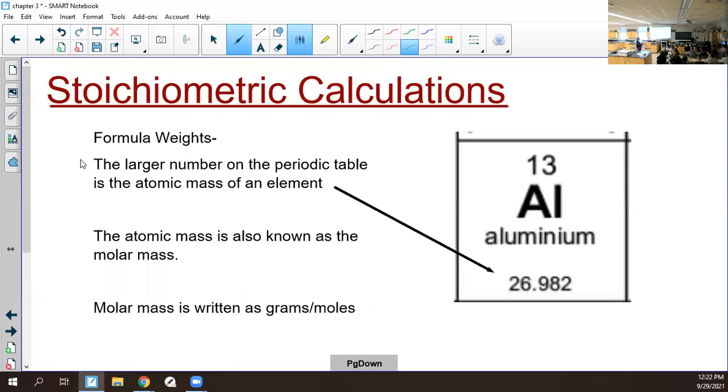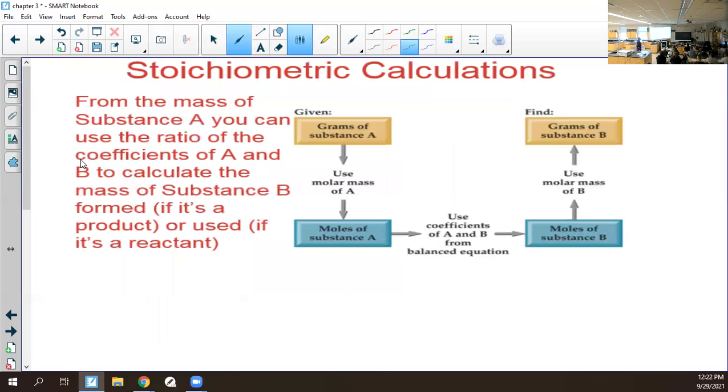All right, so here we go. We talked about molar mass yesterday. We okay with that? All right, so don't write this down. Just listen. So stoichiometric calculations. From the mass of substance A, you can use the ratio of coefficients of A and B to calculate the mass of substance B if it's a product. We can find whatever we need as long as we have the masses and the ratio of coefficients.